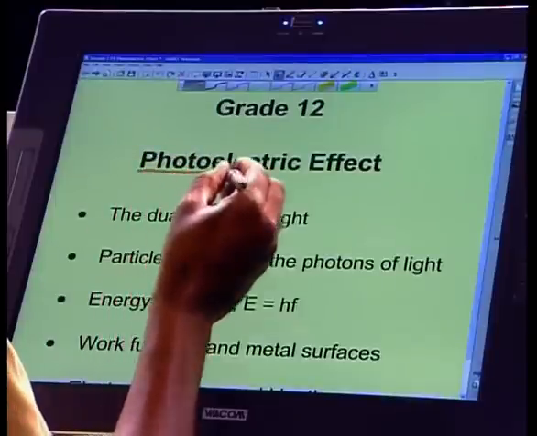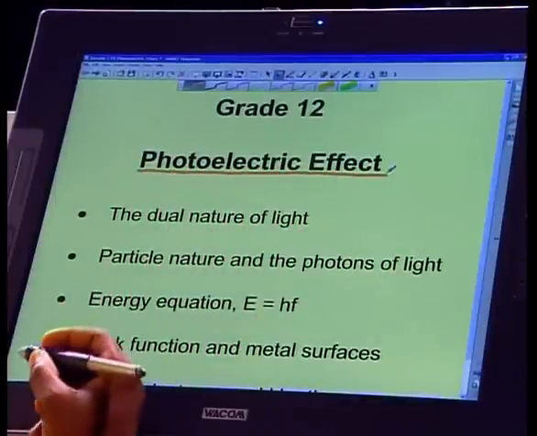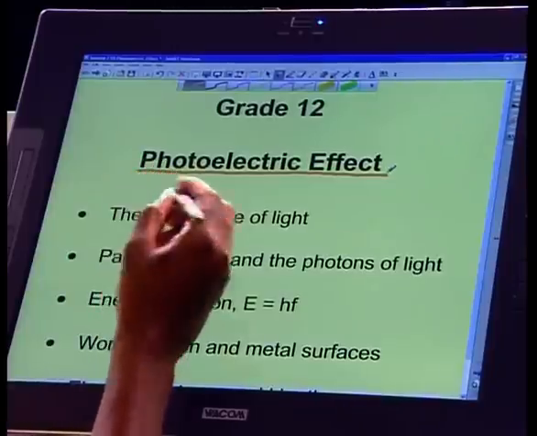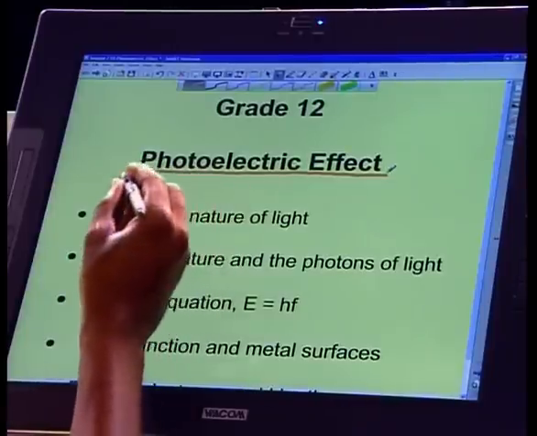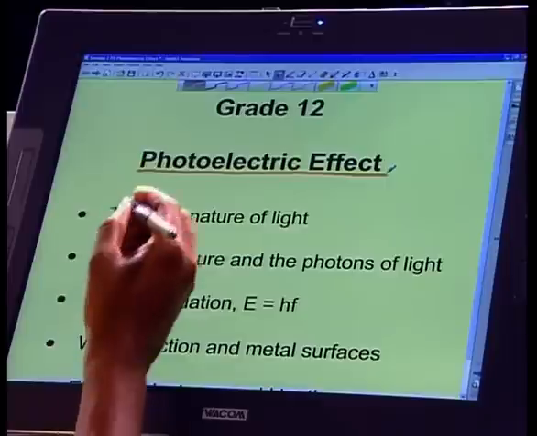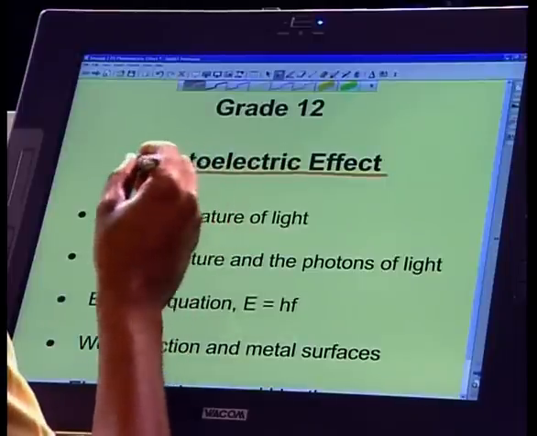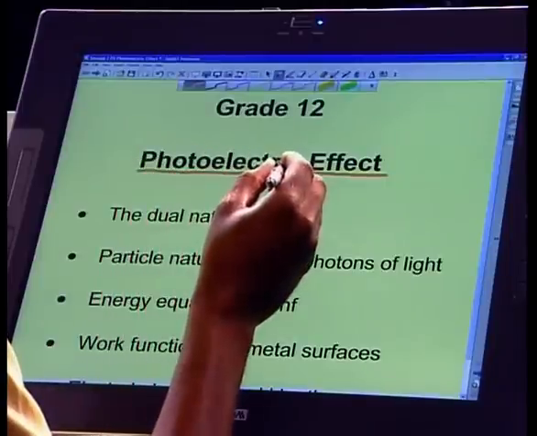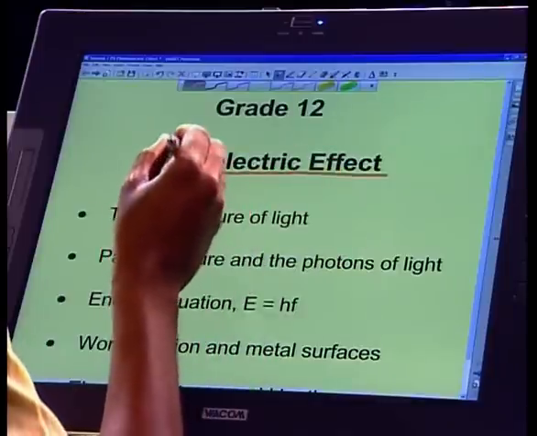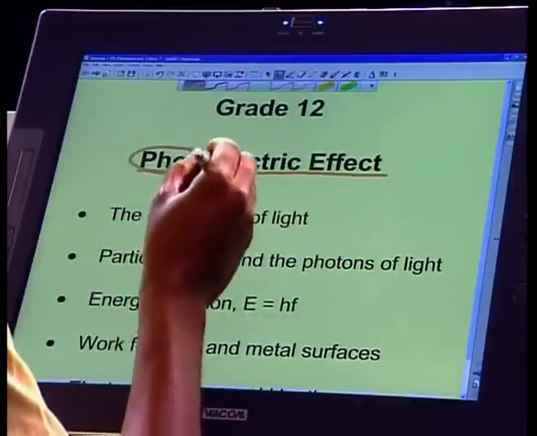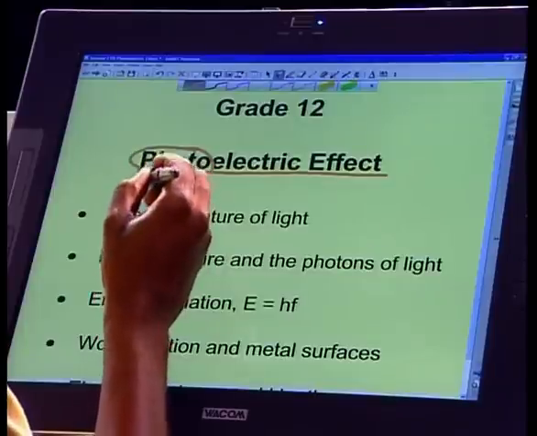Now, photoelectric effect. Before we go any further, I just want you to draw your attention to something very important here that will help you focus in this lesson. One, the topic here says photoelectric effect. The word photo, what does it mean and where does it come from?